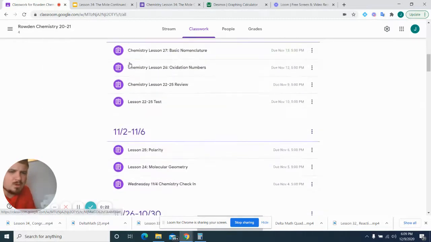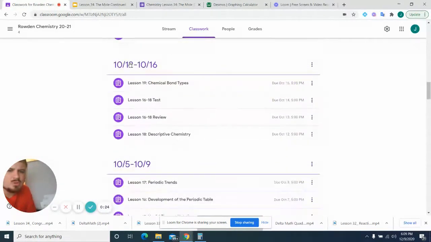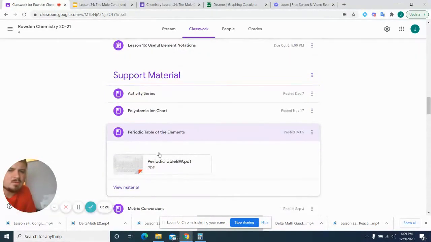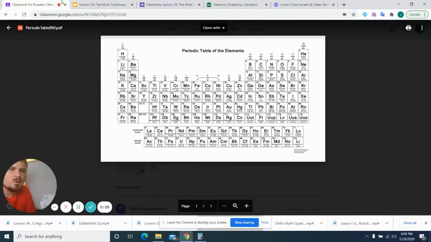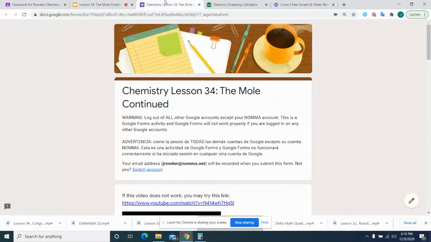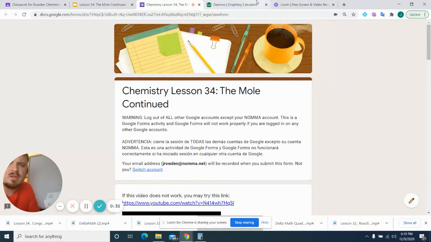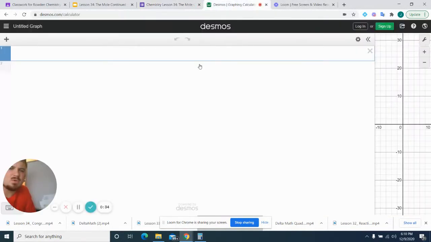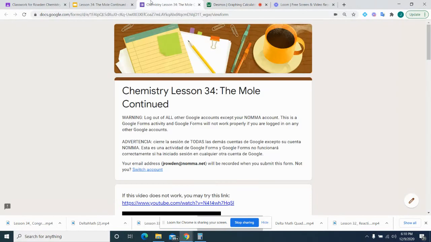All right, so I'm going to go right here to the periodic table. We'll open that up. We have the slides for this lesson, I have this lesson itself, and then I also have the Desmos graphing calculator. You can go to desmos.com/calculator, and we'll let this do a lot of the heavy lifting for us.